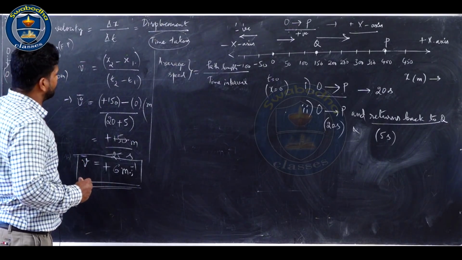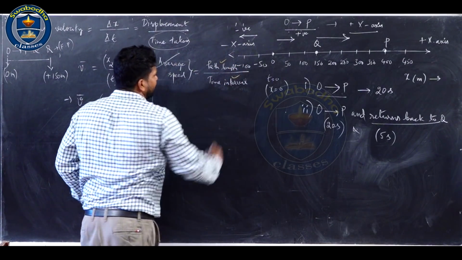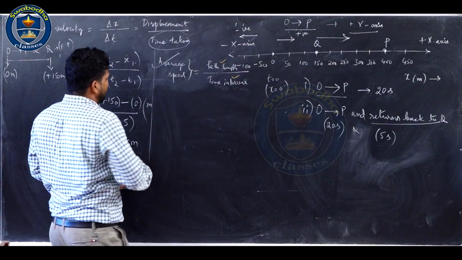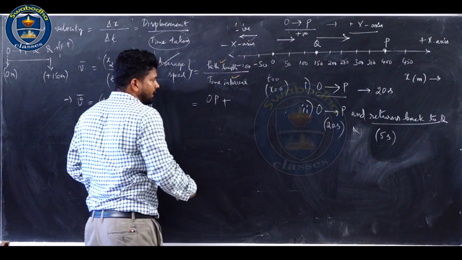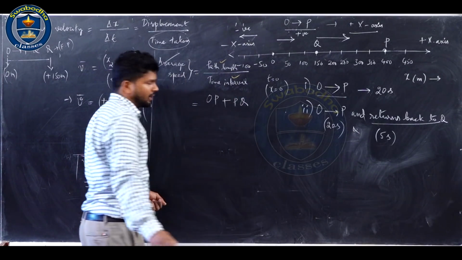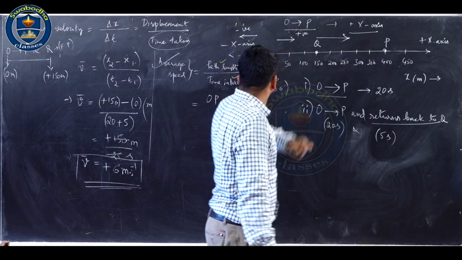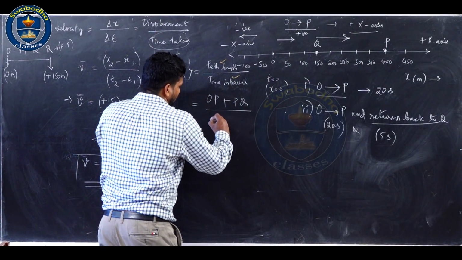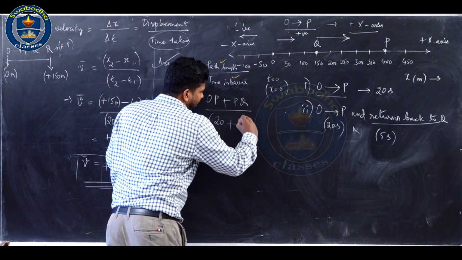Yes, for the same situation, let us calculate the average speed. Average speed is path length over time interval. Path length, you all know: the body moves from O to P and from P to Q. Therefore, path length would be OP plus PQ divided by time interval. From O to P it takes 20 seconds and from P to Q it takes 5 seconds.